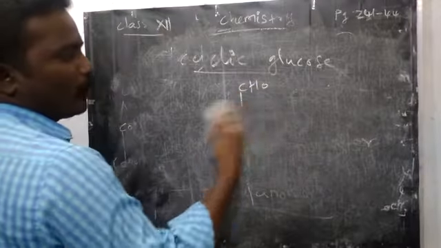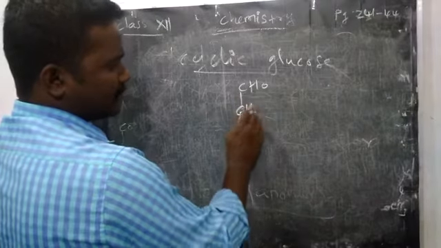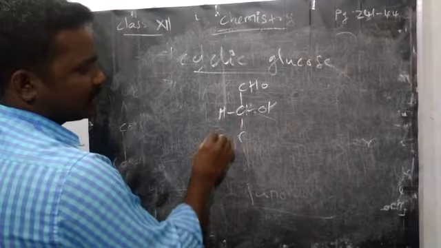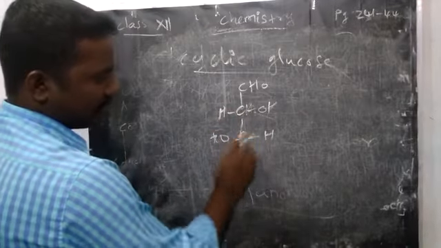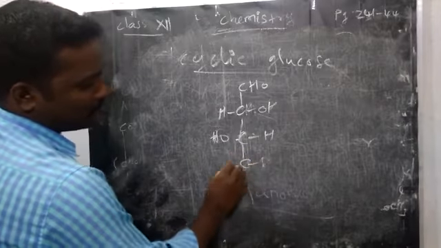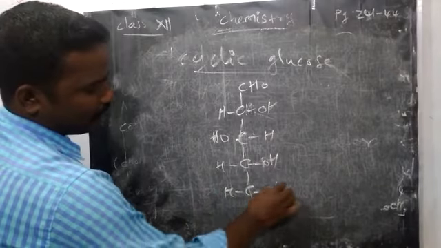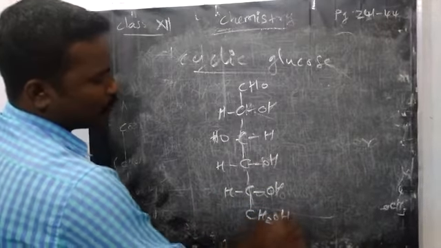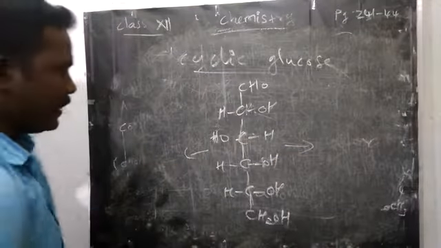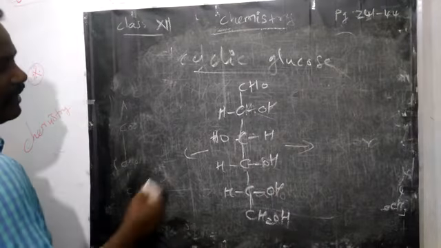Linear structure, the open structure of glucose. Actually, how will you write it? OH, H, that is the carbon. Then H, OH, H, OH, CH2OH. Okay, right? It may give an alpha form as well as a beta form. We name the two forms anomers: the alpha form and the beta form.